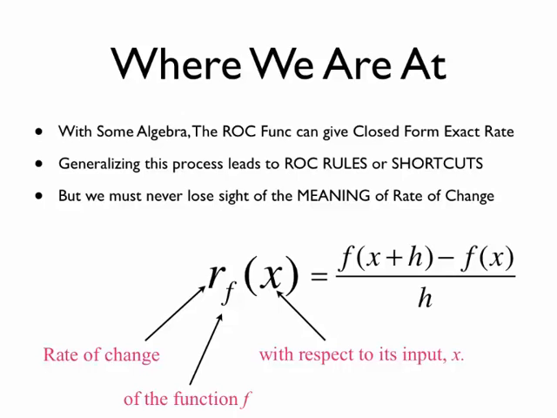So I hope that frames or organizes what's going on right now. We've got this rate of change function. When we apply algebra to it, we can get exact closed form rate of change, and we're going to start developing some rules accordingly. But we don't want to get so bogged down in the algebra that we forget what rate of change is, which is the most important thing. What is rate of change?